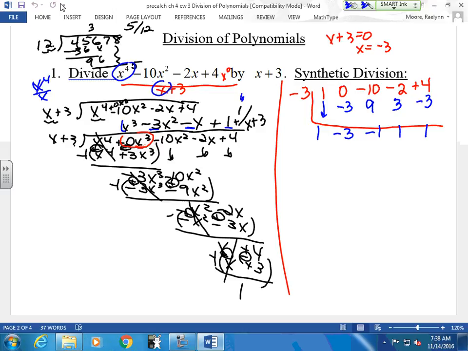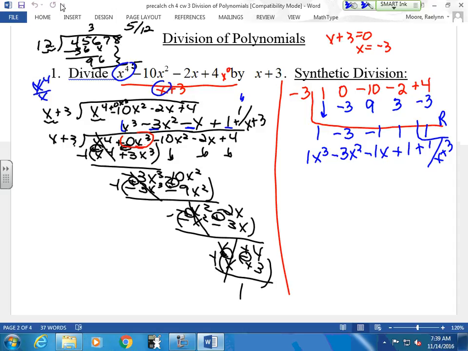X to the 3rd. So we start here with x to the 3rd. These are my coefficients. I'm just going to put a 1 in here. 1x to the 3rd minus 3x squared minus 1x plus 1. And I notice this must be my remainder because I'm done. All my x's are gone. My x to the 0 is this 1. So my remainder, I say plus 1 over, take my denominator, x plus 3. Isn't that the exact same thing we got with your long division?